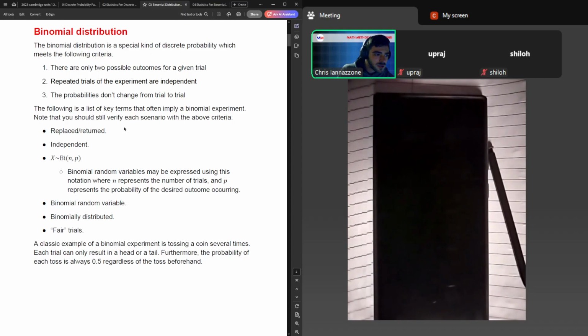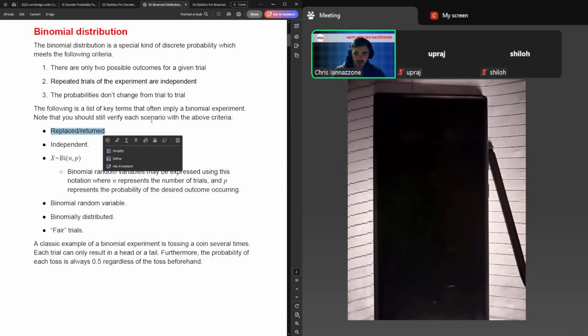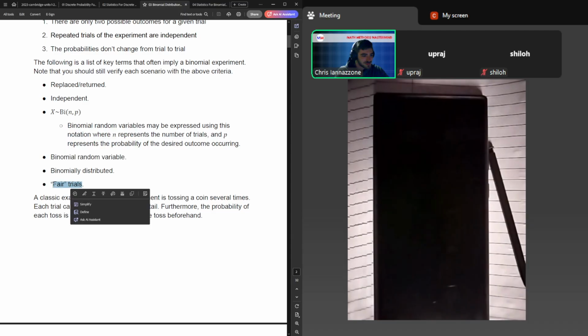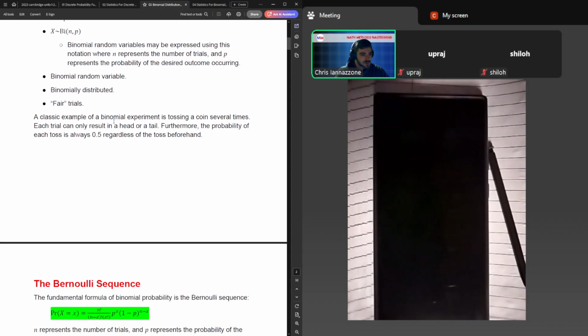As far as identifying whether you have a binomial from a question perspective, anytime you have a with replacement sort of scenario, it's probably going to be binomial. If they say the word independent in there, probably binomial. If they tell you x is a binomial random variable, that's what that statement means, then you've got that. A very classic example is your coin toss, right? Repeatedly tossing that coin, heads or tails, so two possible outcomes, and the probabilities aren't changing from trial to trial.